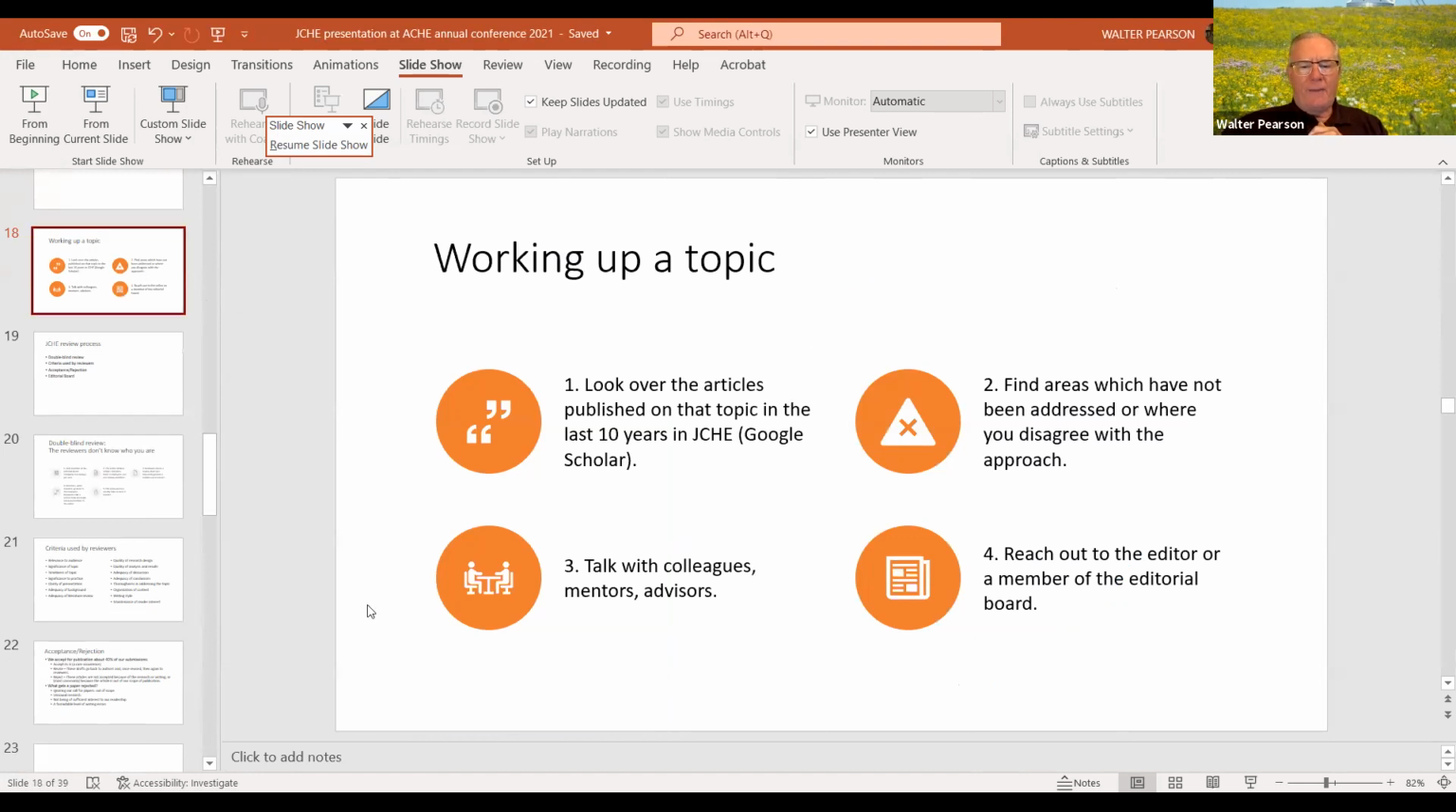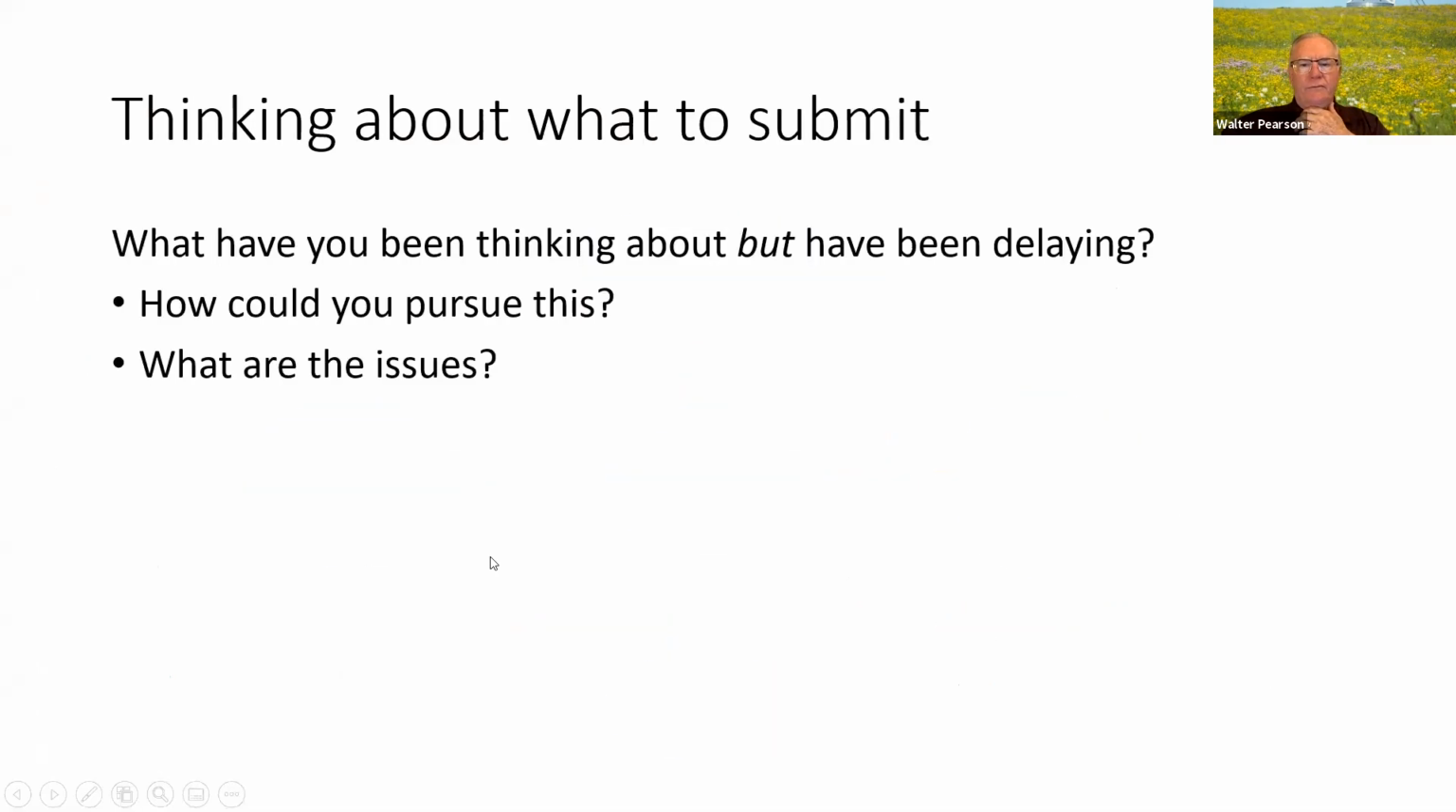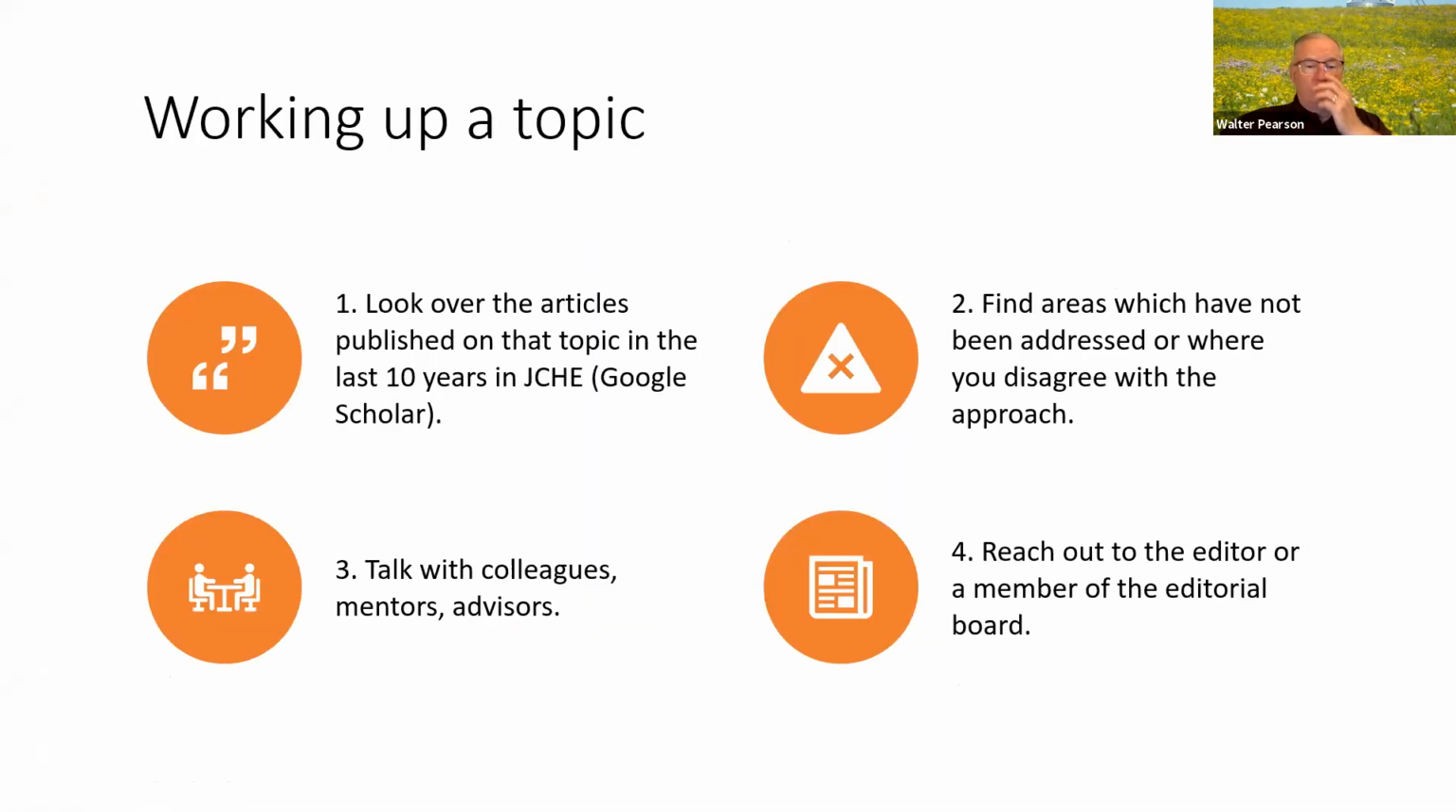So if you want to work up a topic, just look over the articles that have been published on that topic in the last 10 years in JCHE, and you can do that actually in Google Scholar. They do a really good job of restricting which journal you're looking at. And then you're going to ask yourself, what's not been addressed? What do I disagree with? Or maybe I have a better approach. So that would be a good topic area to bring up.